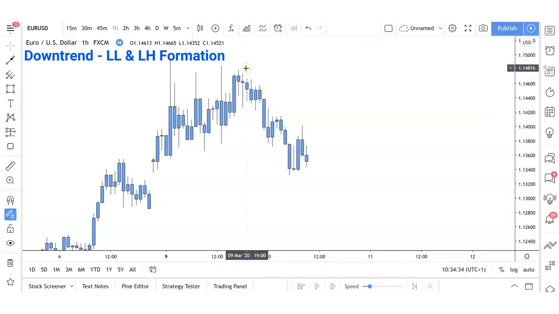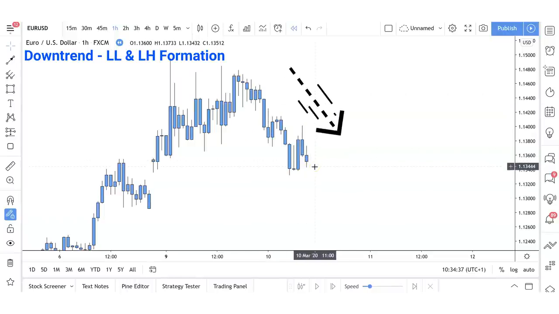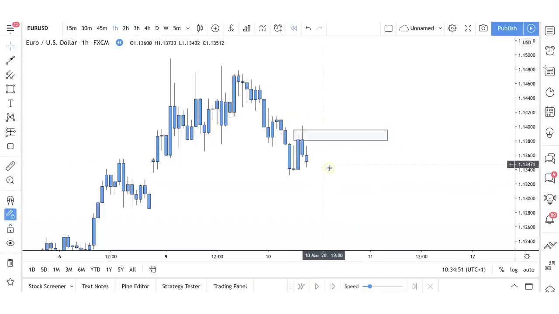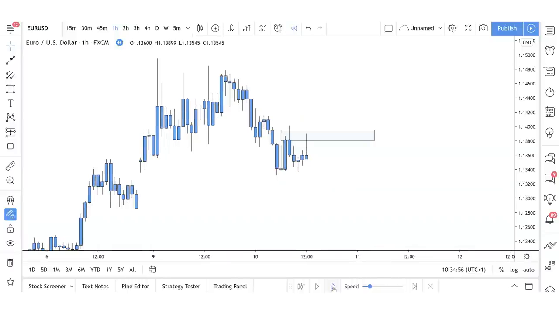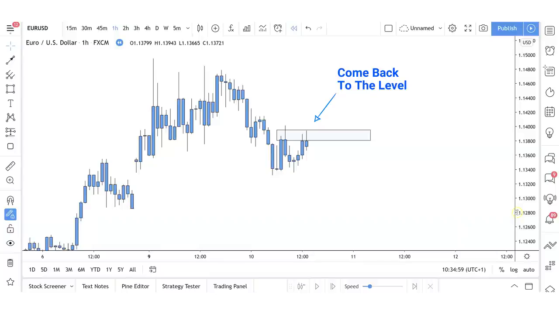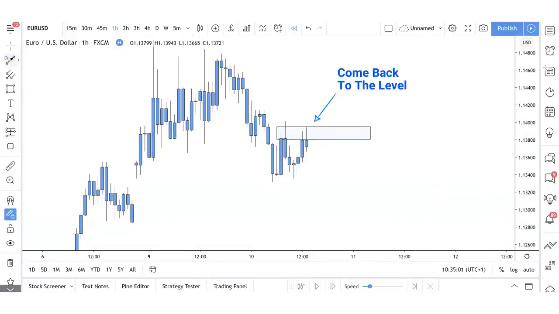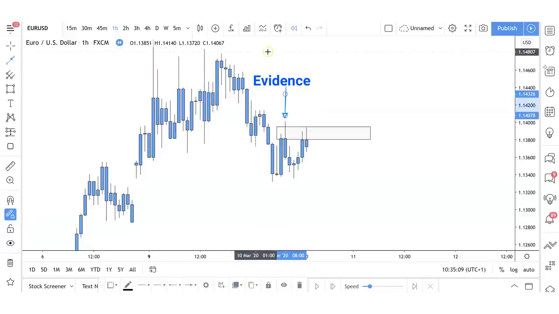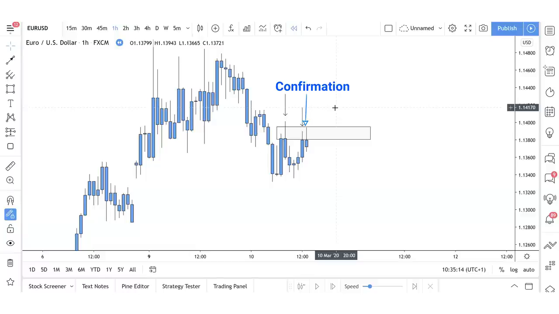Once the market has illustrated that it's either trending up or down, in this instance, identify where the market is creating a level. Now remember, we're not taking the trade immediately. What we're looking for is for the market to come back to this level to highlight the pattern that we're looking for. So we just wait patiently for the market to come back. Now, as you can clearly see here, we're looking for multiple wick rejections. So this is evidence that the market has created a level in line with the direction of the market, which is down. Here we see our first wick rejection.